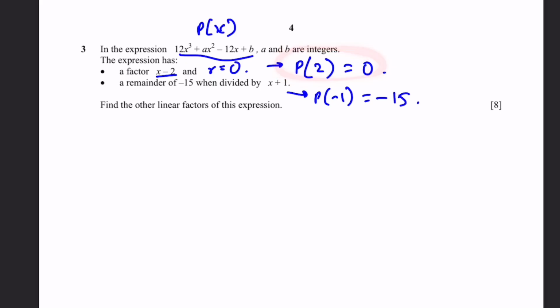The one I described here is the factor theorem. The one I described below is the remainder theorem. And using both of these, we can find two different equations for A and B. So let's see that in action.